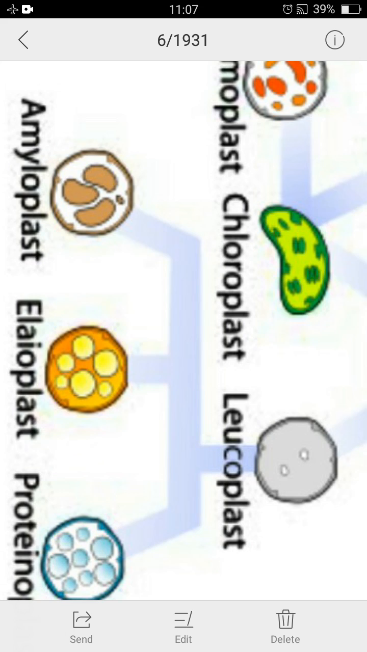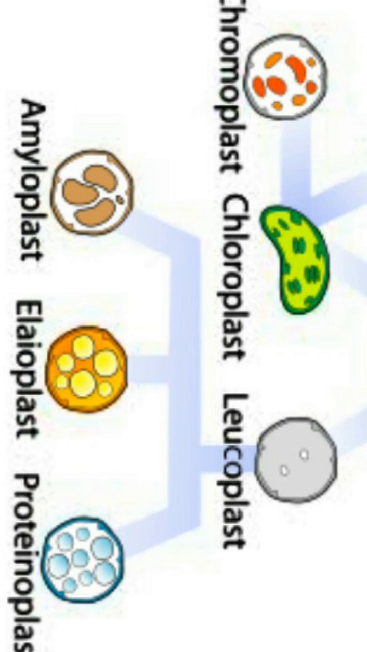Based on the type of pigments, plastids can be classified into three categories. They are, as you can see on the screen, chromoplasts, chloroplasts and leucoplasts. Understand? Next, these leucoplasts are again divided into three categories. What are those? Amyloplasts, elaioplasts and proteinoplasts. These proteinoplasts are also known by another name, aleuroplasts.